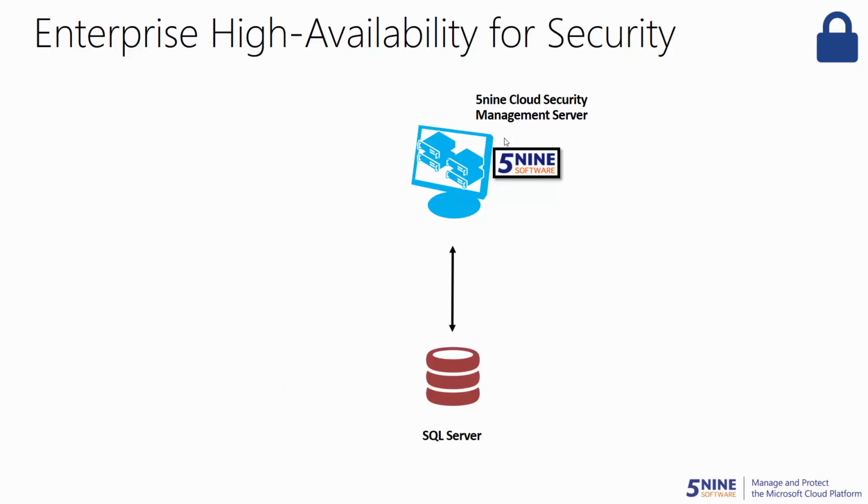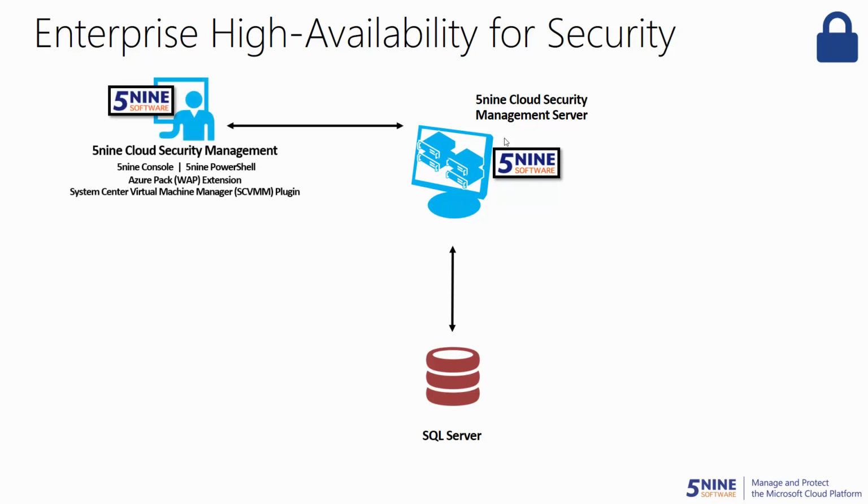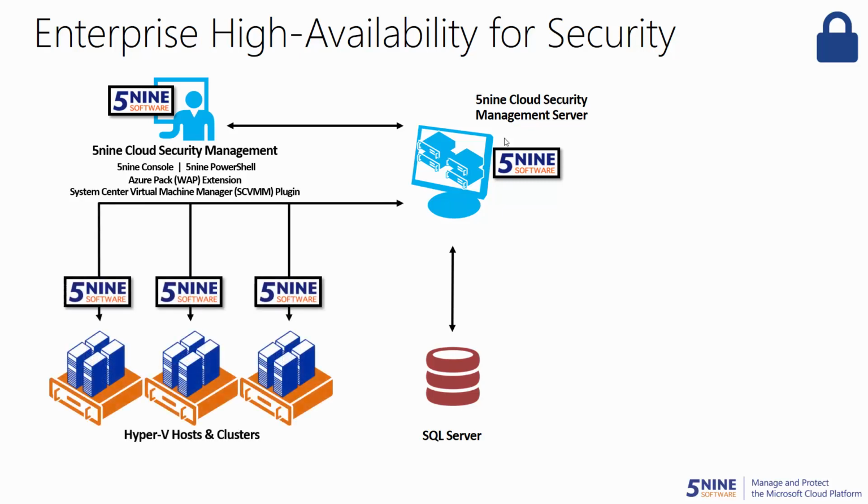The core security engine can run on a standalone host or inside a virtual machine, and it stores all of its data in a database, which could be SQL or any other third-party database that supports syslog. There are several different management interfaces that allow you to connect to the security system, including the console, PowerShell, Azure Pack, and System Center VMM. Once the core configuration is running, you add the different hosts, clusters, and virtual machines which you want to protect.